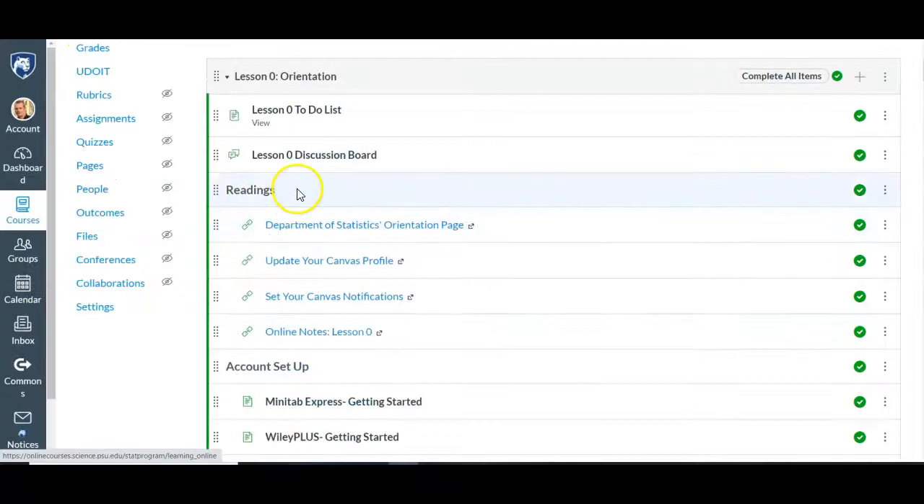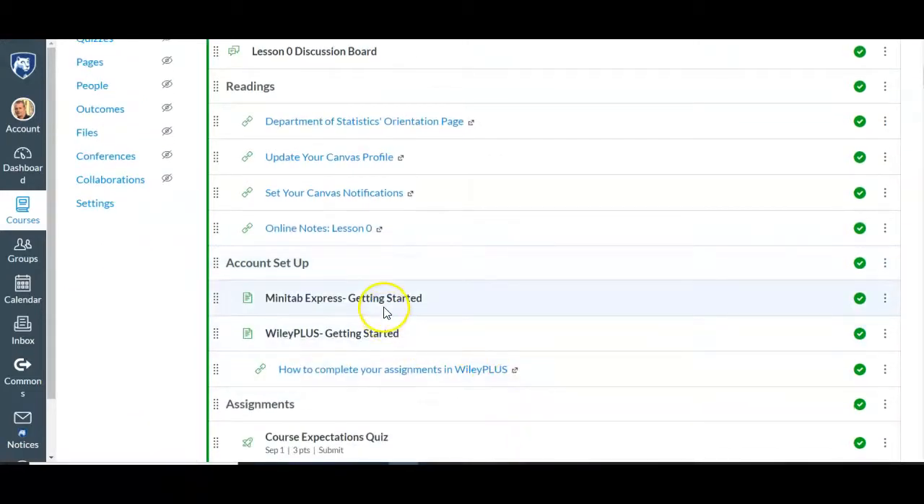And then we have the readings this week. The general readings are things that are orientation oriented to just get you started. So Department of Statistics page, update your Canvas profile. There's the Canvas notifications, and then the online notes 0, which again, I'll show you what's out there. That's kind of a prerequisite to just get you started.